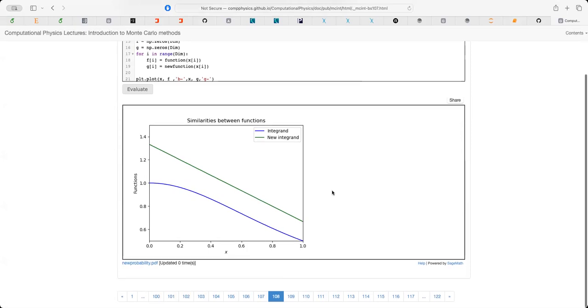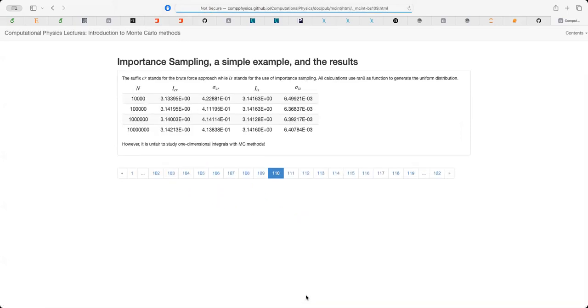If I then look at the results I get when I integrate, CR stands for crude Monte Carlo, and this is the number of Monte Carlo cycles. You see that if I just pick a uniform distribution, then even if I put in millions of cycles, my result doesn't improve that much. And the standard deviation just moves towards a constant, which is just the evaluation of that specific integral.